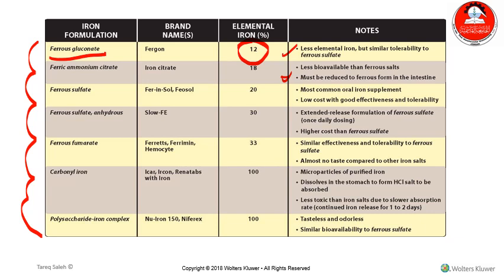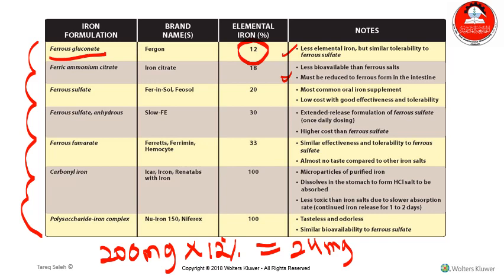So, for example, a 200 milligram pill of ferrous gluconate has only 12% elemental iron, which means it has around 24 milligrams of iron. Okay, remember that the daily dose that a patient with iron deficiency anemia is required to have is around 150 milligrams, right? We mentioned that at the beginning. So ferrous gluconate has the lowest percentage of elemental iron.